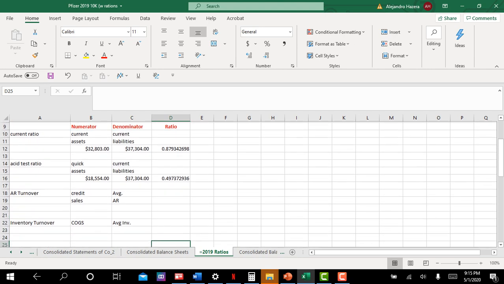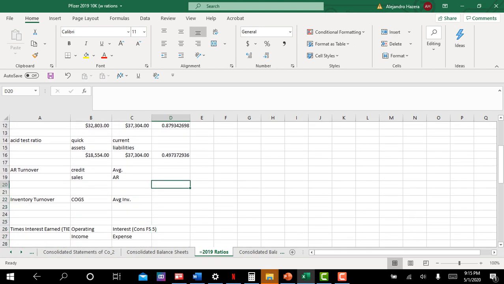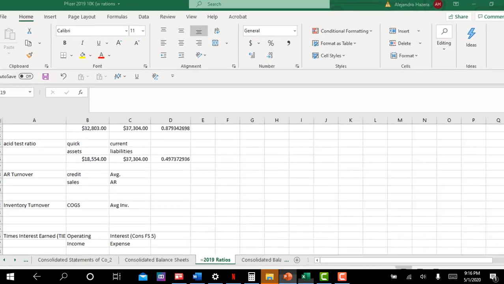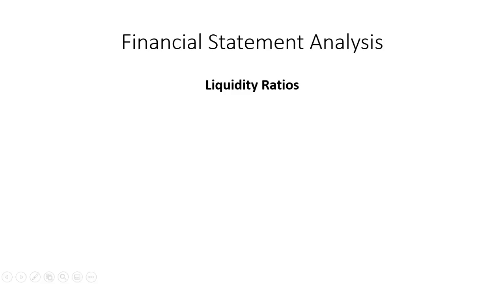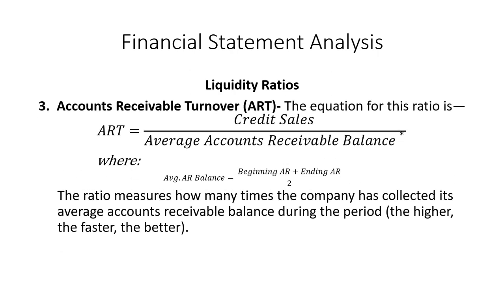Okay. Now we go down here to what we call turnover ratios. In turnover ratios, I'm going to put a little description here. Well, I'll go back to the PowerPoint here. It should describe it very neatly. Okay, so there's liquidity ratios. Next one is accounts receivable turnover.